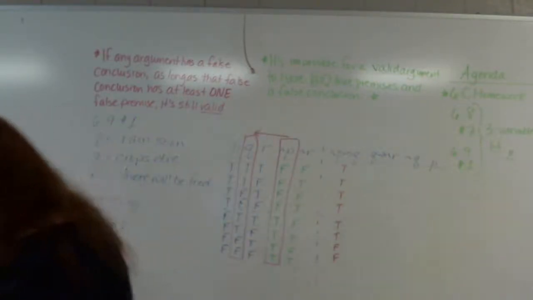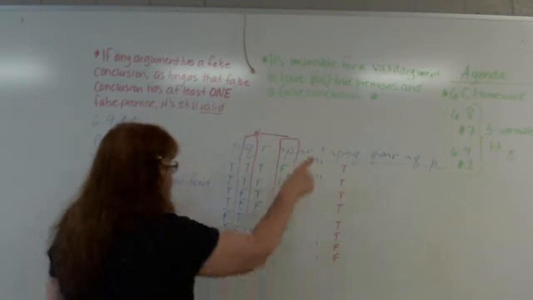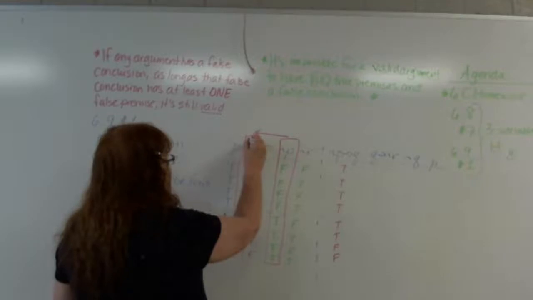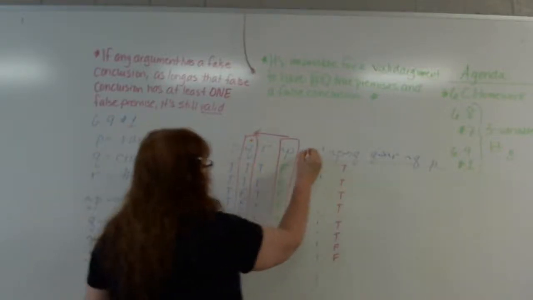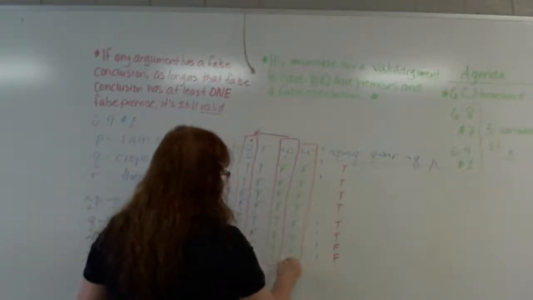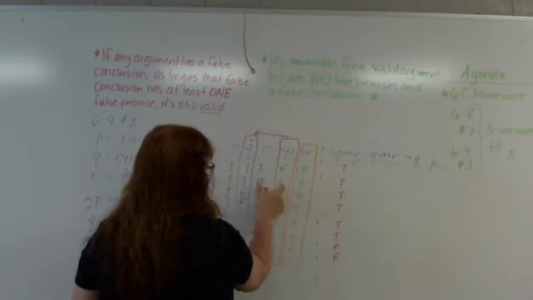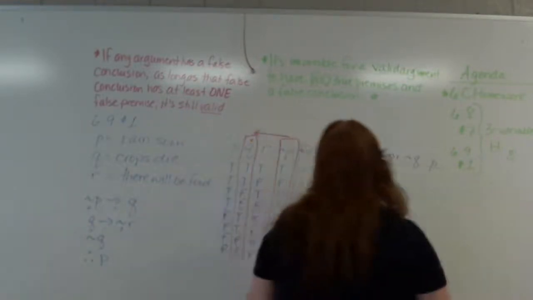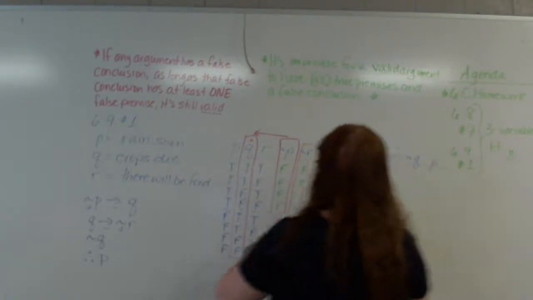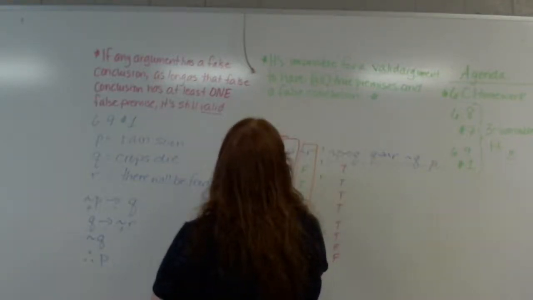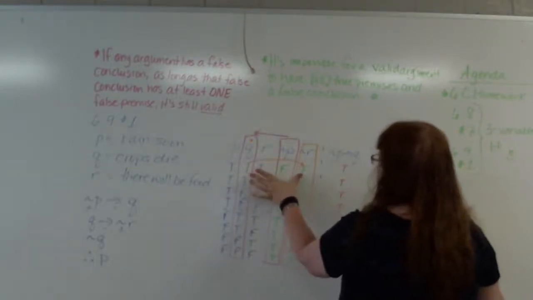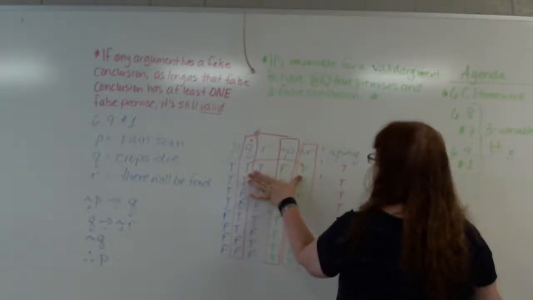The next one, Q to not R, if Q, then not R. I'm still going to use my Q, but now I have to use the not R column. So I'm basically skipping the 2 in the middle, which is harder than it sounds, at least it is to me. But at least I'm going the right direction. I'm taking this one and going to this one.